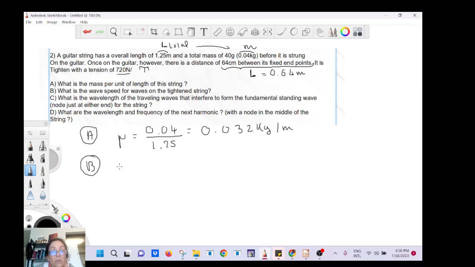B. So what do they want? They want the speed, the speed of the wave on the string. So it's going to be the square root of the restoring force or the tension divided by your inertia, which is a density here. So 0.032. And that's going to be 150 meters per second. So C, the wavelength. So the first one.